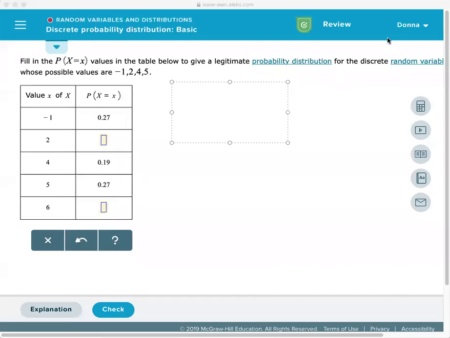I'm going to be doing a movie on discrete probability distribution basic. In this example, we're asked to fill in the probability that the random variable x takes on particular x values in the table below to give a legitimate probability distribution for the discrete random variable whose possible values are -1, 2, 4, and 5. In order to fill in this table, we must employ two rules about probability distributions.